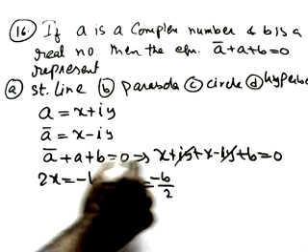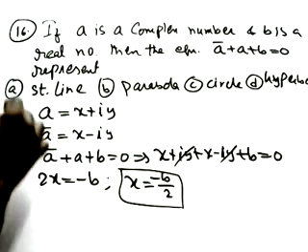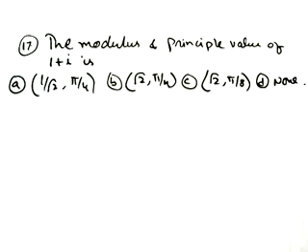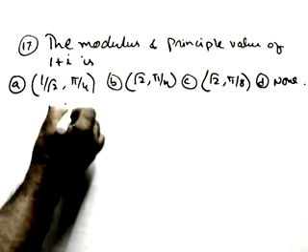Actually, this is the line parallel to the y-axis. This is the line x equals a constant, which is a line parallel to the y-axis. So it is a straight line.